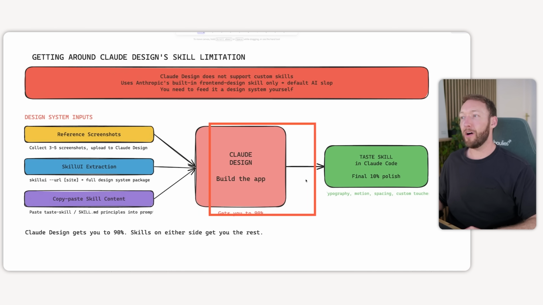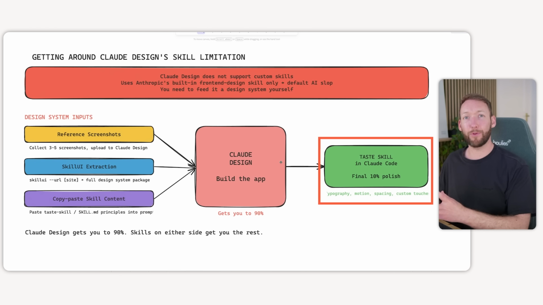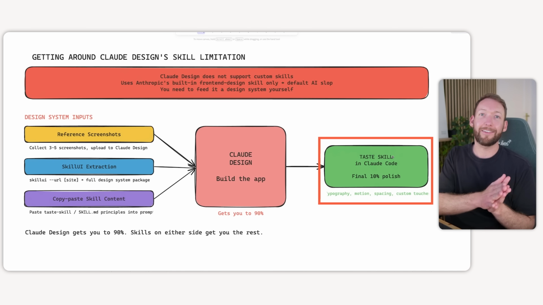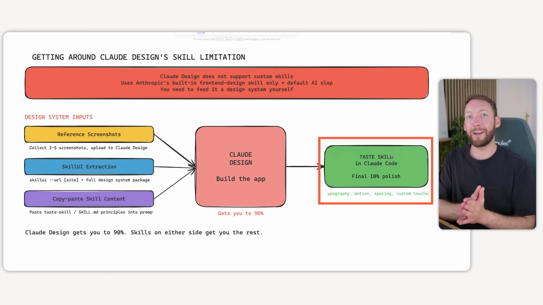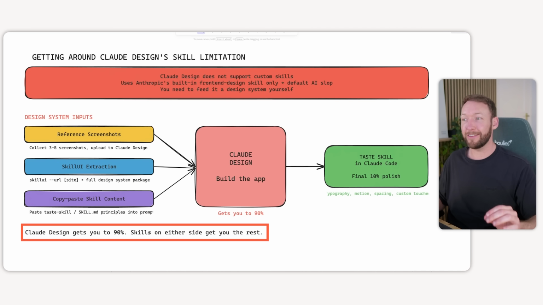But I'm also going to show you, after that 90%, how we can export this directly to Claude Code and use additional skills to create that final 10%, which takes it even further away from the AI aesthetic and closer to your brand assets, and something you look at and are proud of. It takes a little bit longer, but it's so worth the effort. Because if you remember, Claude Design will get you to the 90% really quickly, but skills on either side of that, whether for creating the design system or optimizing the result afterwards, will get you to that 100% result, or at least 95%.